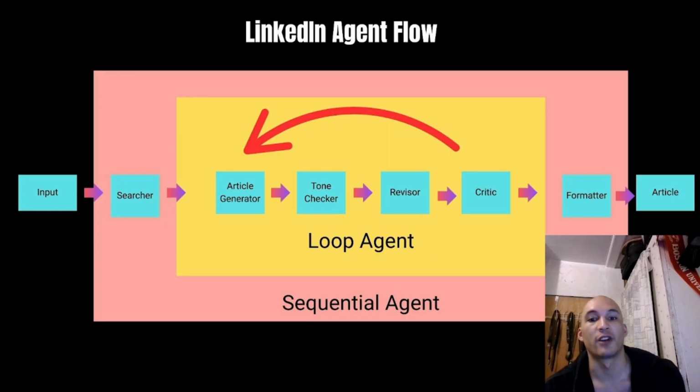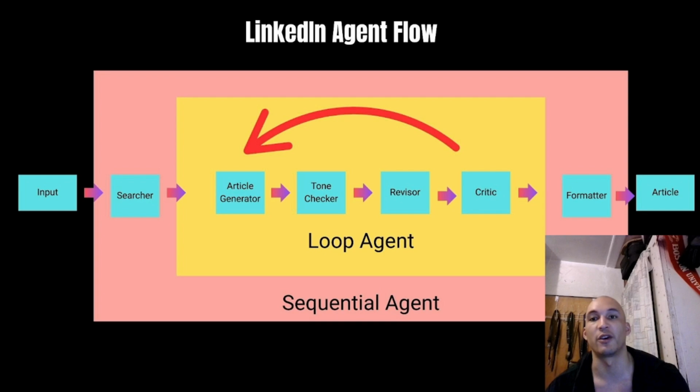Anyway, it starts with the user putting in an input, which can be a topic of your choice, and then it'll flow through this flow chart. It'll start with the searcher agent, and then flow to the article agent, which is inside of the loop agent. The tone checker checks the tone of the article. The reviser revises the article, and the critic critiques the article. If the critic doesn't think that the article is good enough, it'll go back to the article generator. The entire article will be rewritten. The tone checker will check it again, the reviser will check it again, and so on and so forth.